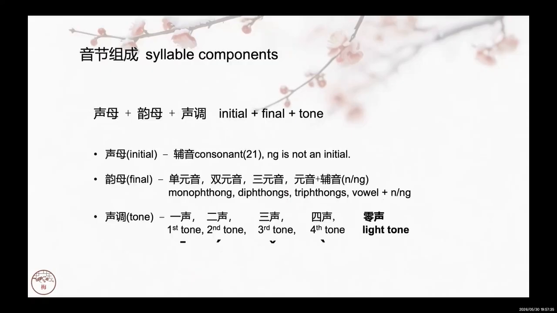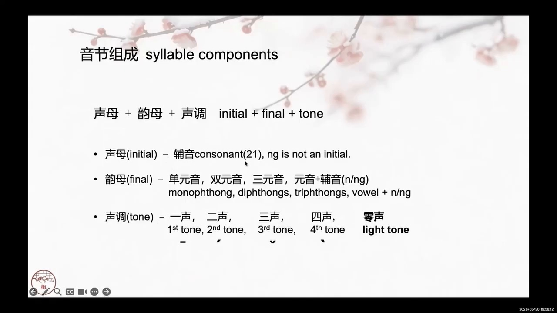Okay, as we just discussed, one syllable consists of three parts: initial, final, and tone. So what is initial? What is final? What is tone? Tone is simple, right? We have four tones. What is initial? We just learned about the phonemes, the vowels and the consonants. But where do we use them? Here is the place.